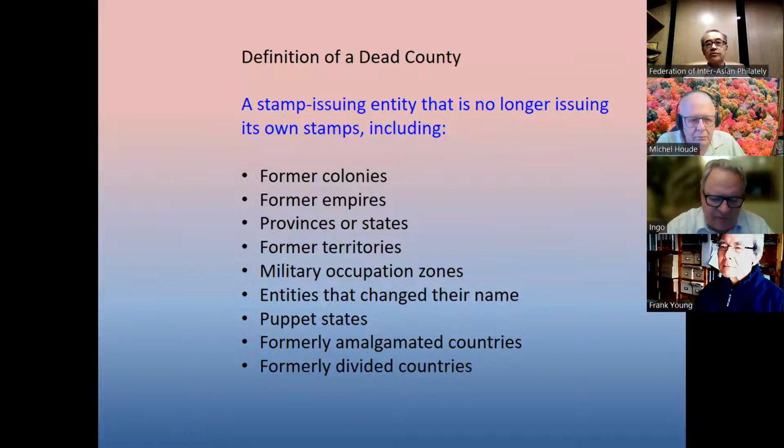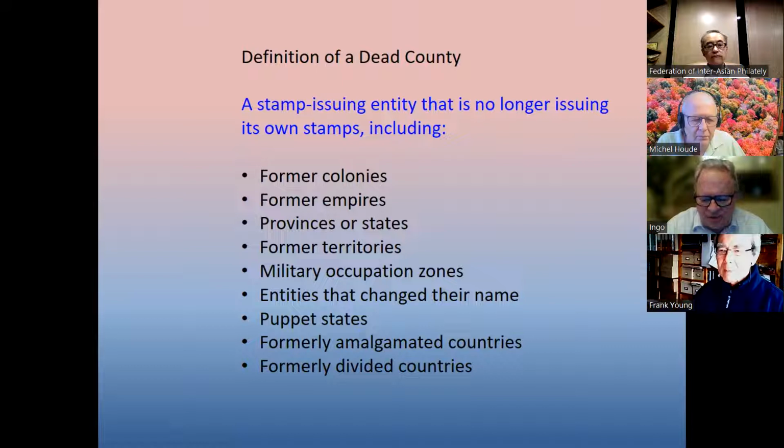I've got a total of about 40 slides to show things like former colonies. That's a pretty straightforward one. Former empires. I have only one of those showing, but there are lots of empires that issued their own stamps that no longer exist. Provinces or states. I've got about eight of those, which are stamp issuing entities that now are part of a home country. Then there's a relatively broad category I use called former territories. It's something that I put in where you can't exactly define it. In some cases, it could be a colony or other designation, but I just have that category of former territories.